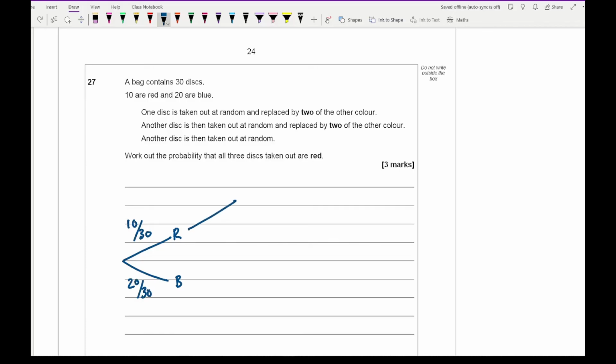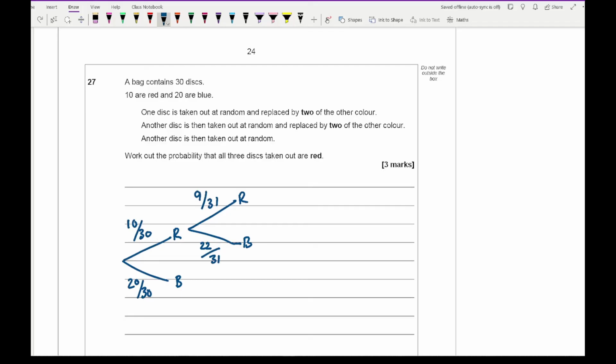Now, if we've selected a red one, which we are hoping that we are, then the next statement says one disc is taken at random and replaced by 2 other colours. So if we've selected a red one first, then that means we're going to get 2 extra blue ones. So from 20, I'm now going to have 22. I've taken 1 counter, but I'm now adding 2, so it means I'm going to end up with 31 counters. And I'm down 1 red counter, so that's going to be 9 over 31.